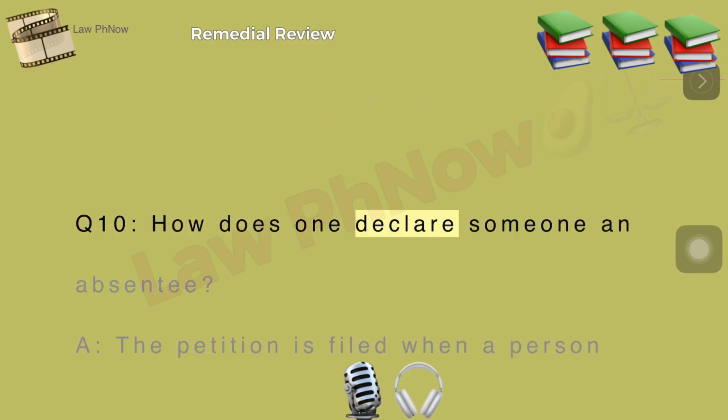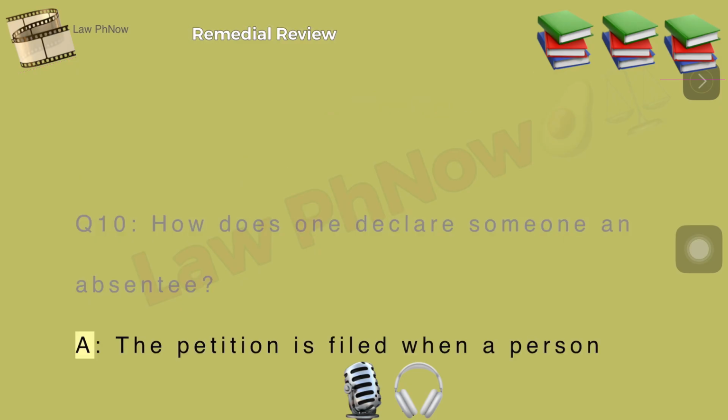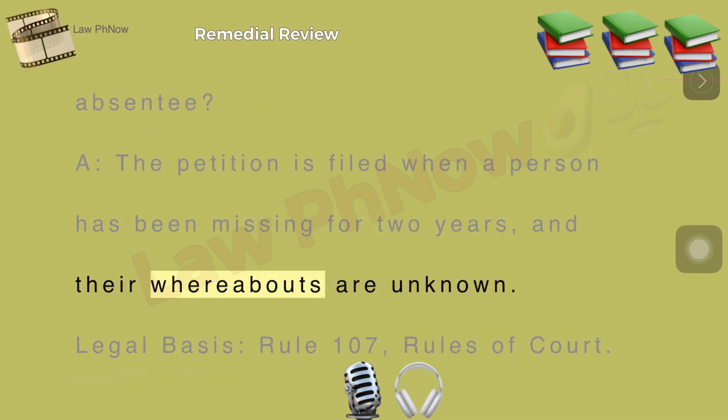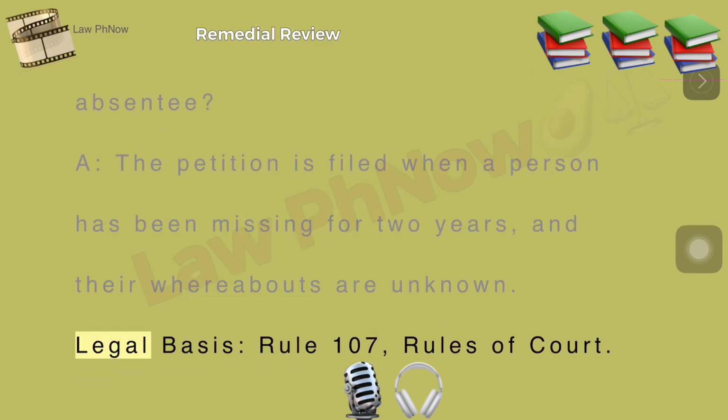Q10. How does one declare someone an absentee? A. The petition is filed when a person has been missing for 2 years, and their whereabouts are unknown. Legal basis, Rule 107, Rules of Court.